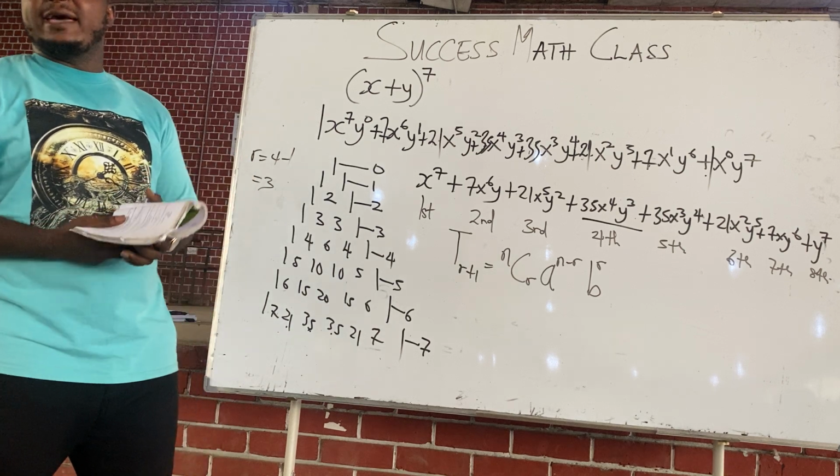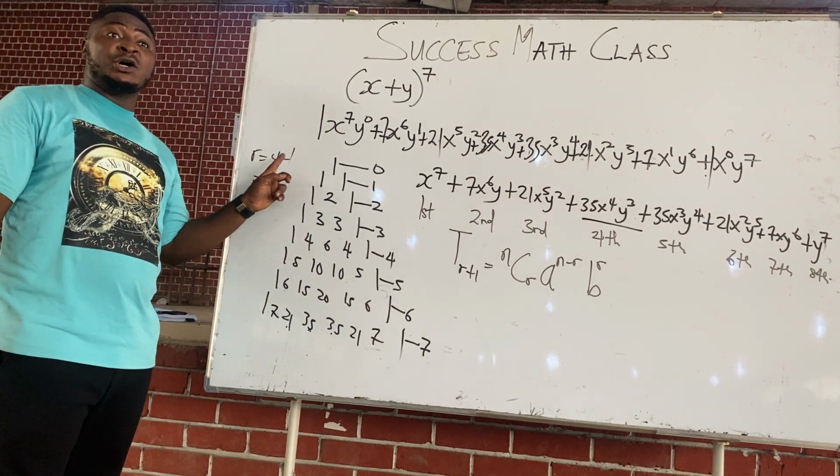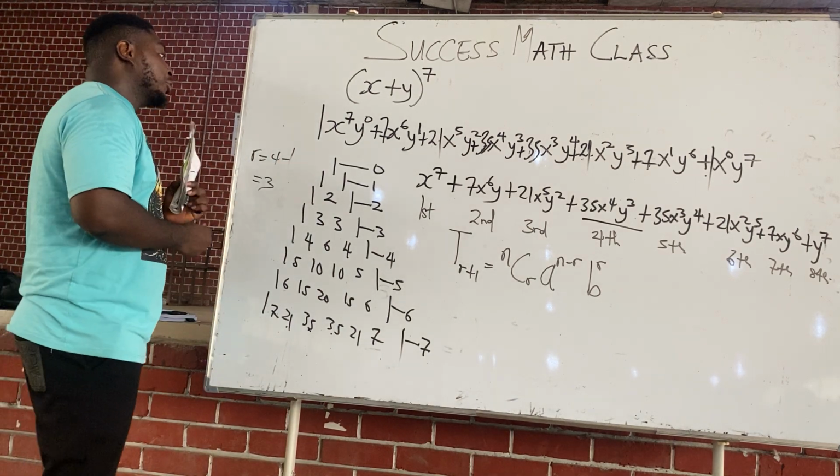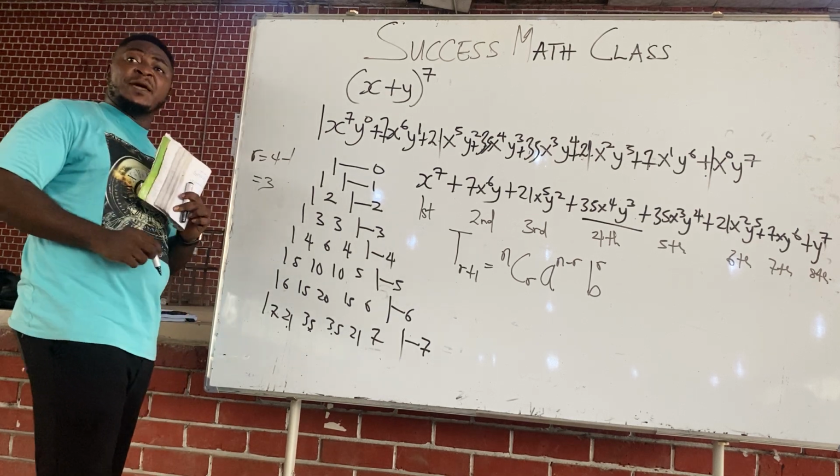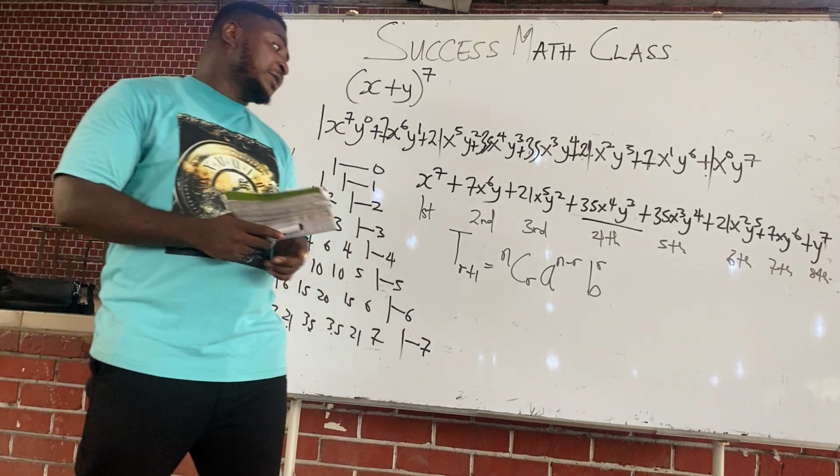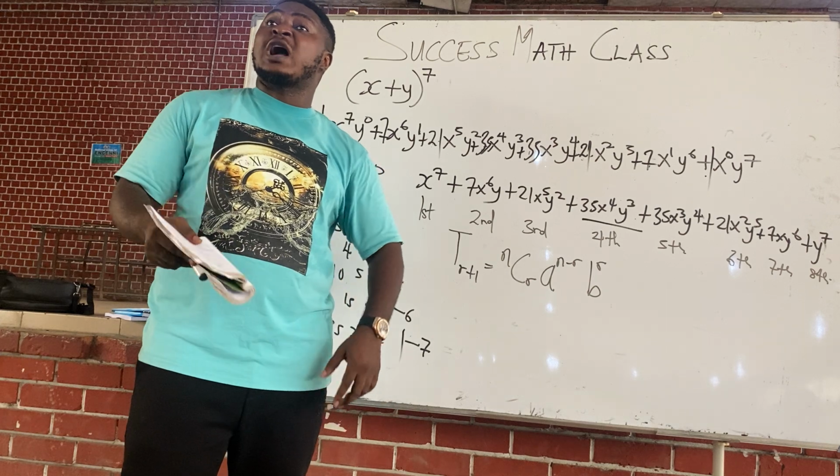So find the fifth term in the expansion. R will be 5 minus 1. So the number of terms you are looking for minus 1 is R. Now don't bother yourself with this combination, I will show you how to do it with the calculator.